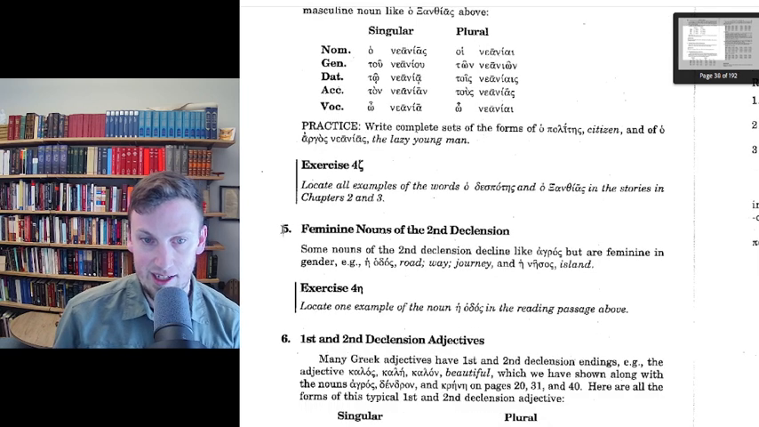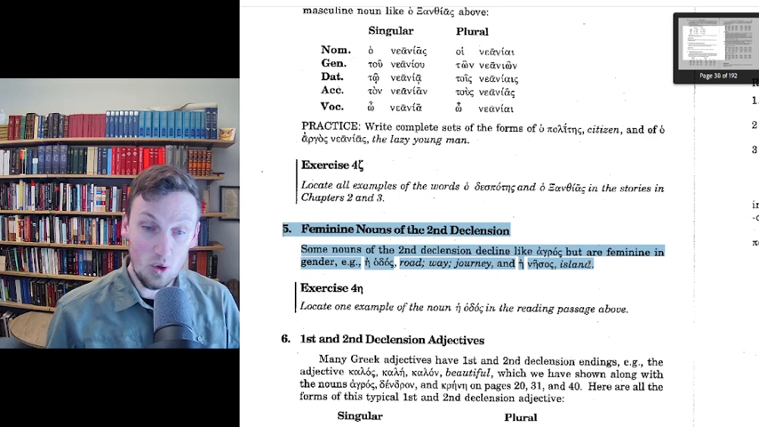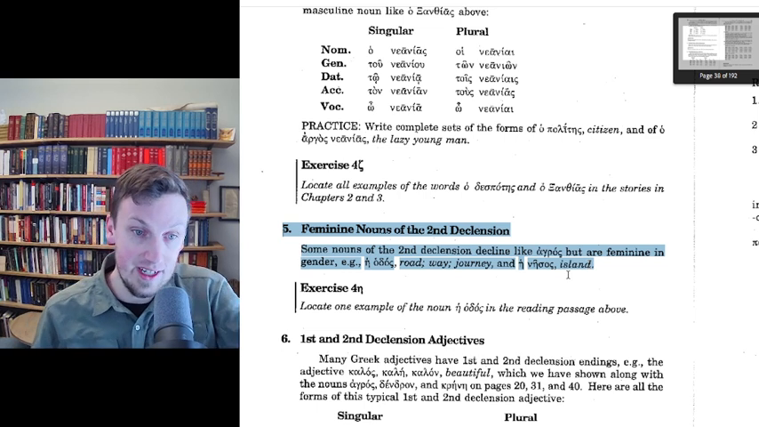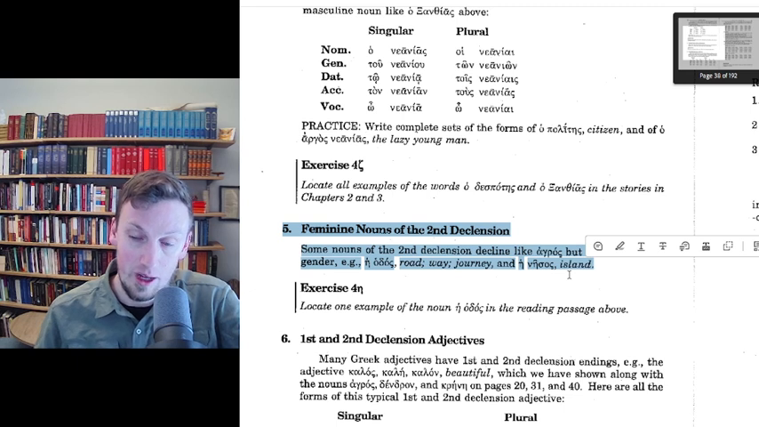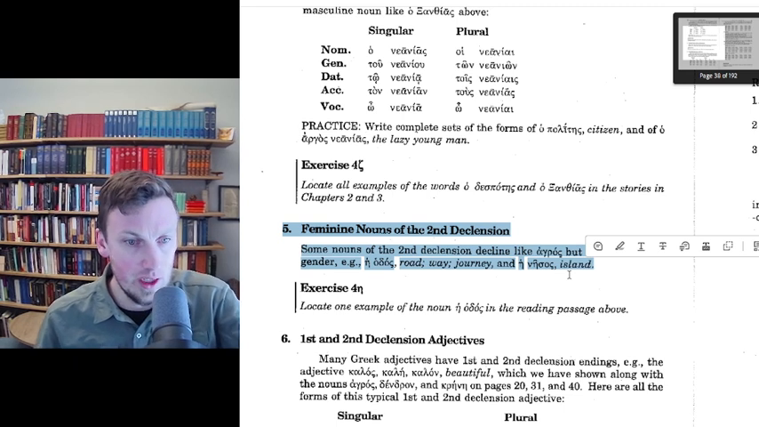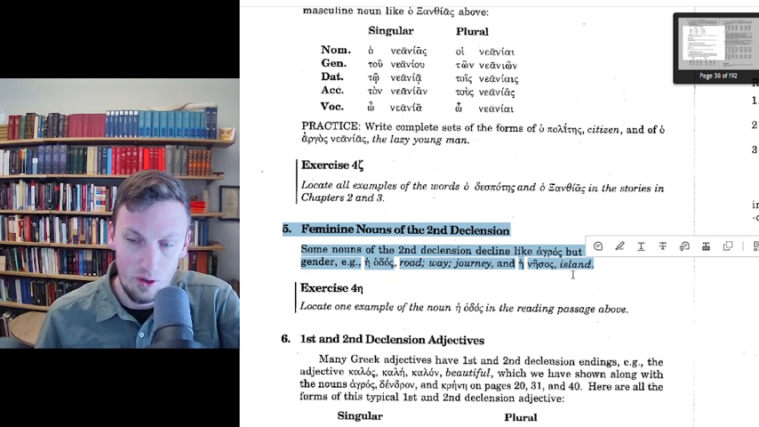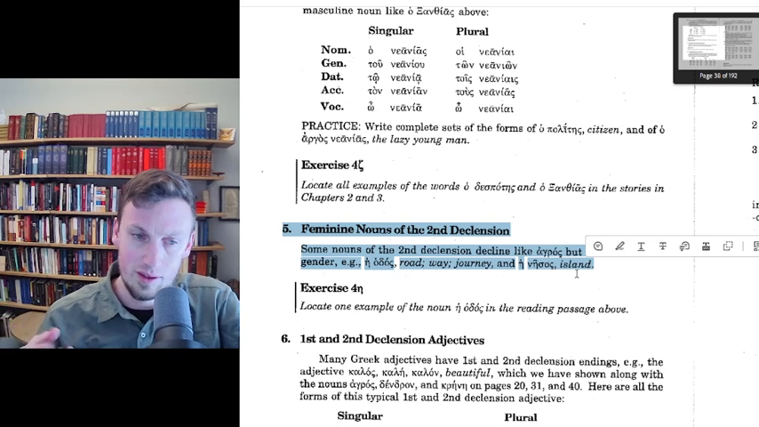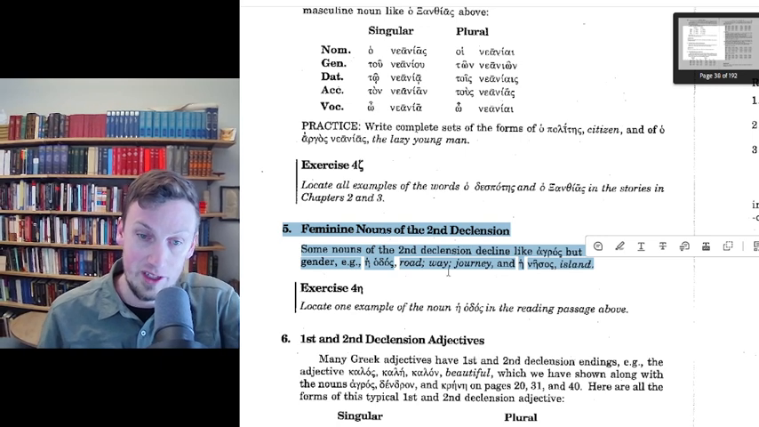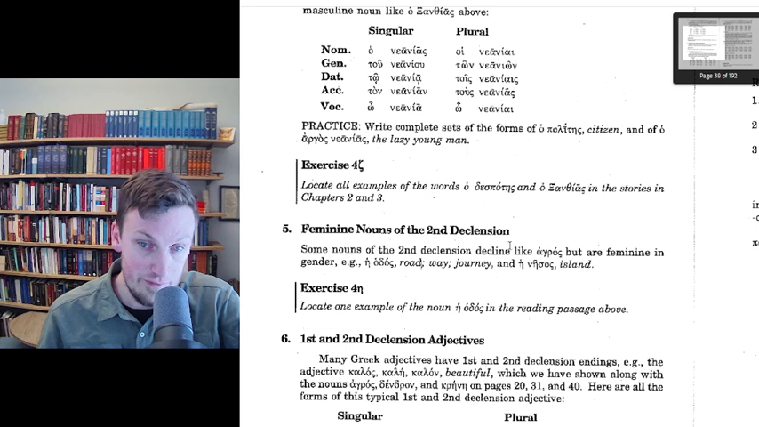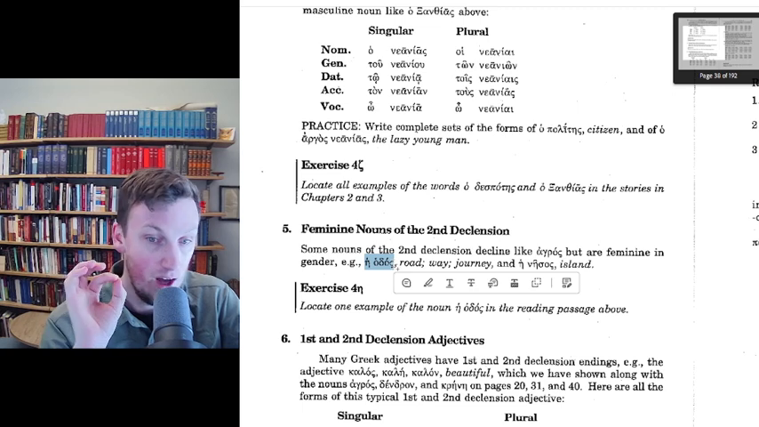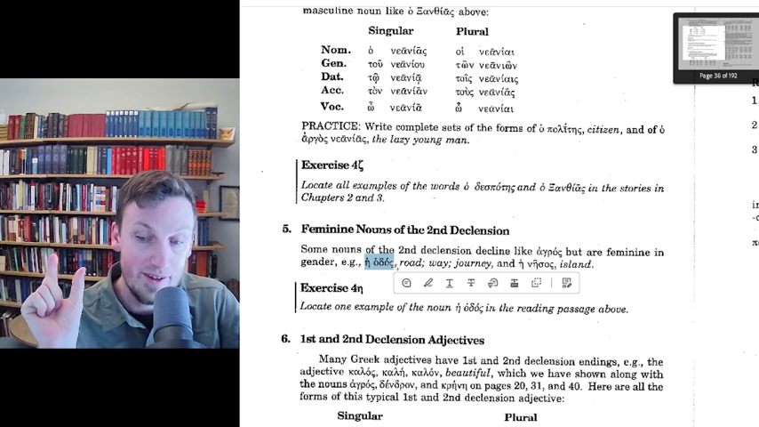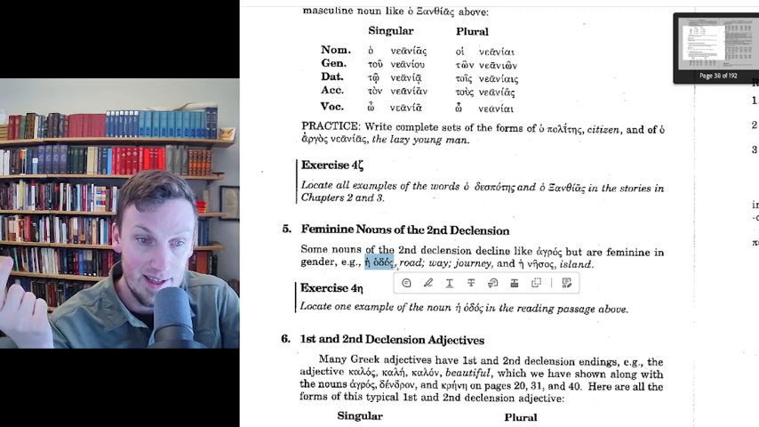And then there's this snuck in little line right here, which is you've already learned a bunch of second declension nouns, and every noun we've seen so far has been masculine or neuter, right? Agros, or what is it? Arotron, the plow. Those have all been masculine and neuter. There are second declension feminines, like hē hodos. They're identical in spelling to the masculine. Unlike the first declension, you don't have a special spelling for masculine versus feminine.